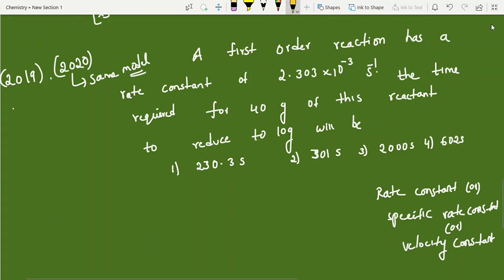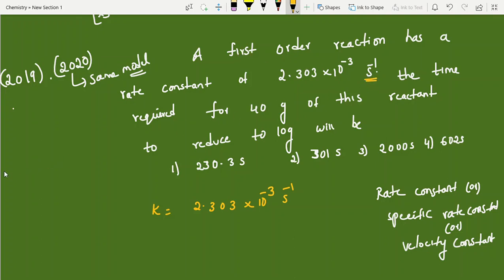Okay, finally, what is this? A first order reaction has a rate constant. Rate constant we are representing as K. K equal to, what is the value they gave? 2.303 into 10 to the power of minus 3 second inverse. Second inverse means it is first order. Even if they have not mentioned it, second inverse. Why? Because based on units.